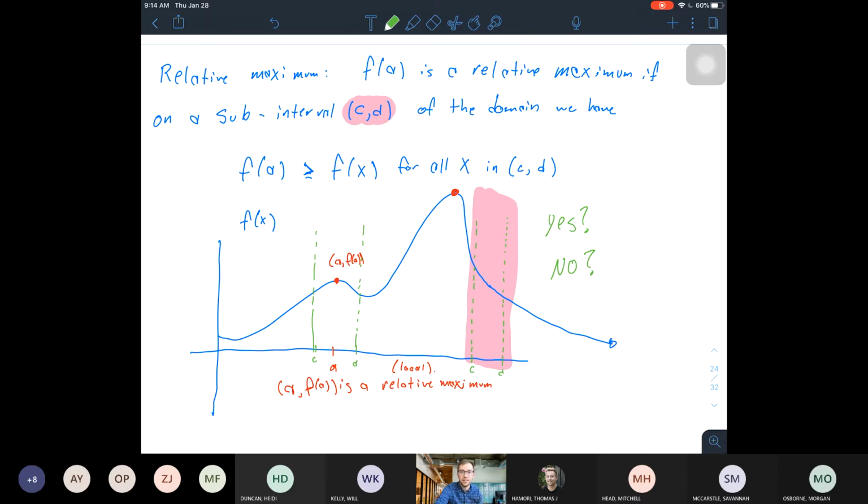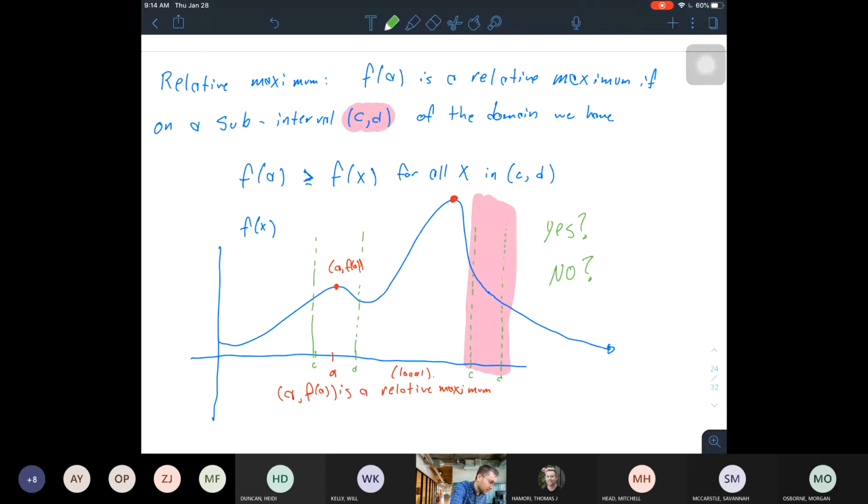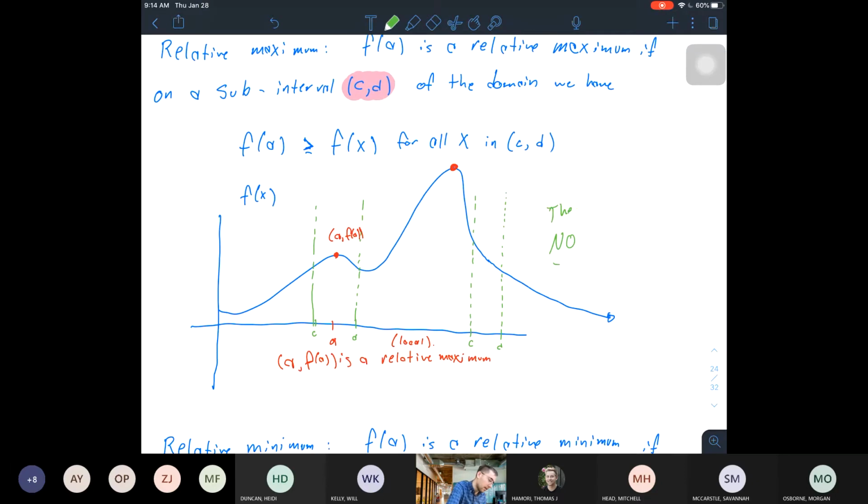Okay, in this case, the minority is going to be correct. So Catherine, bonus points to you. And let's explain why. Let me complete this sentence. There is no relative max in this interval.